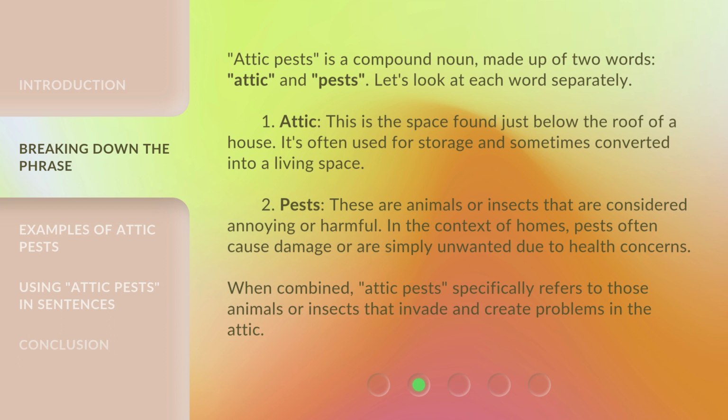2. Pests. These are animals or insects that are considered annoying or harmful. In the context of homes, pests often cause damage or are simply unwanted due to health concerns. When combined, attic pests specifically refers to those animals or insects that invade and create problems in the attic.